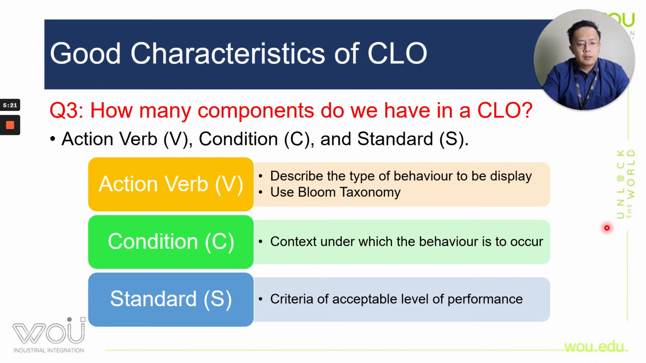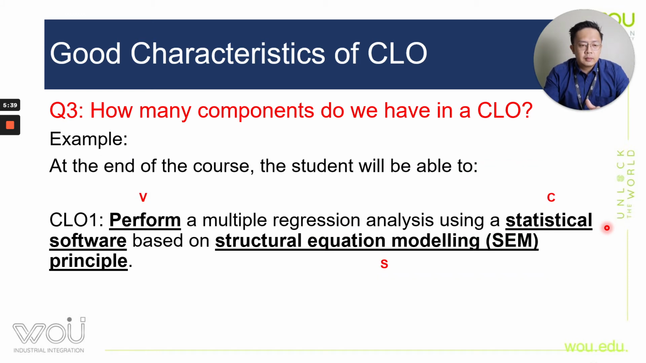So how do we determine what kind of word or verb you need to use? We will have a separate video later. The next video will explain how you can determine what action verbs to use and how you can write the condition and standard. Like for example, you look at this particular CLO over here.